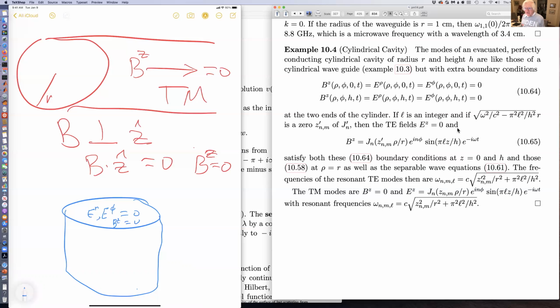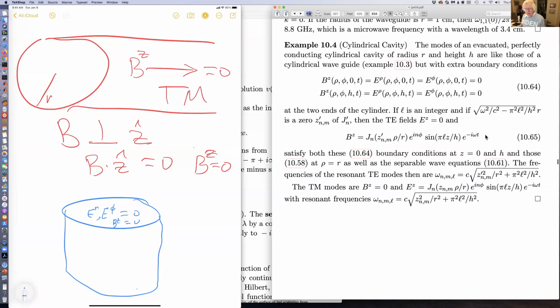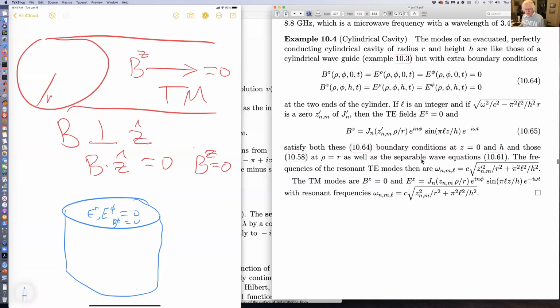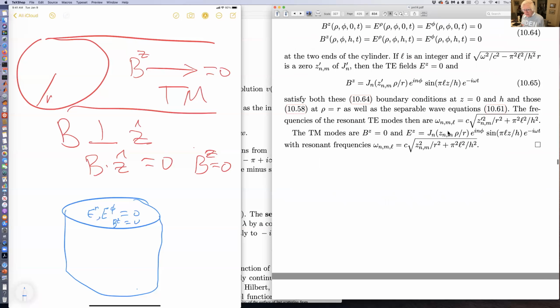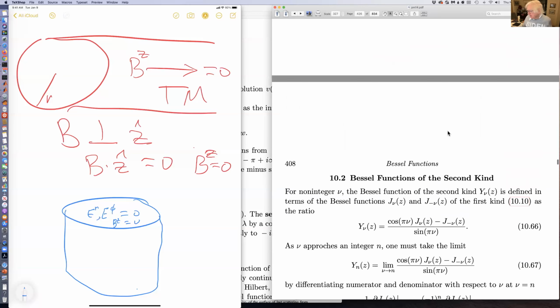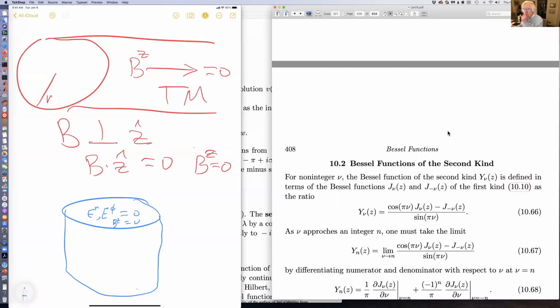then the TE fields satisfy all the boundary conditions and so forth. The TM modes then look like this. Okay, I think that's that.